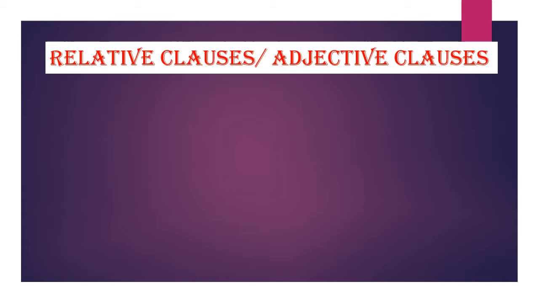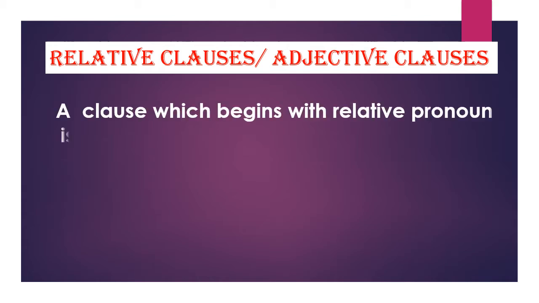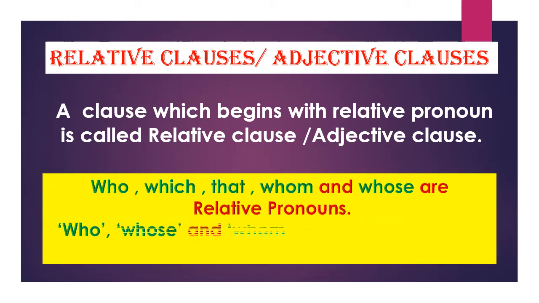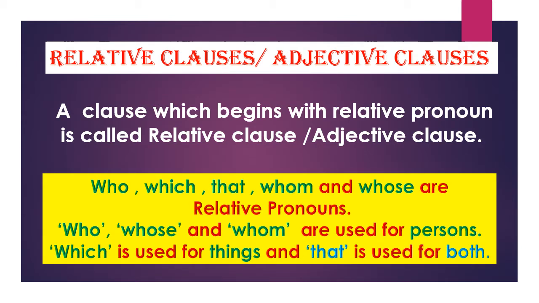Relative clauses or adjective clauses. A clause which begins with a relative pronoun is called a relative clause or adjective clause. Who, which, that, whom and whose are relative pronouns. Who, whose and whom are used for persons. Which is used for things, and that is used for persons and things, that is used for both. Okay.